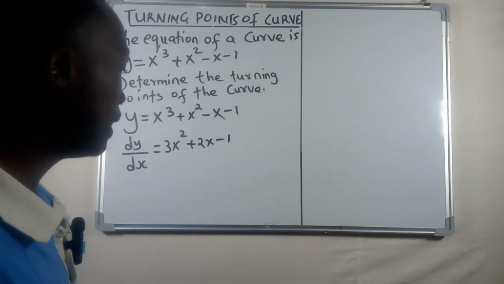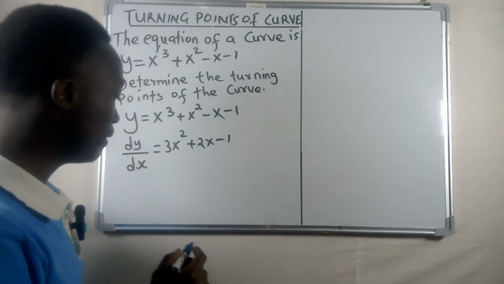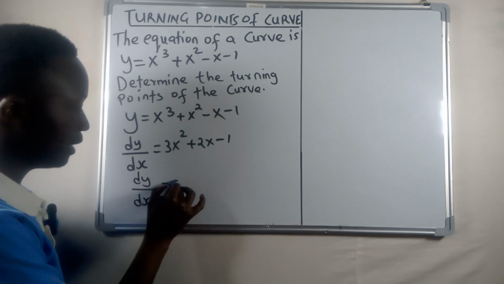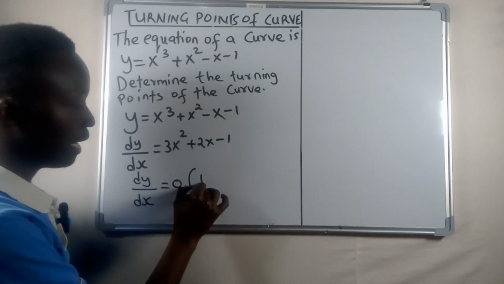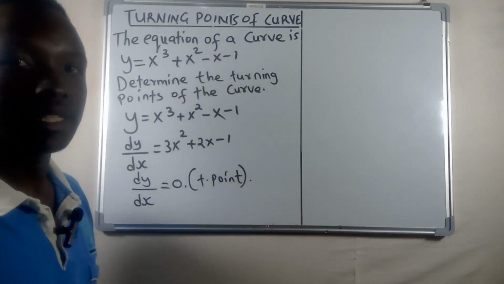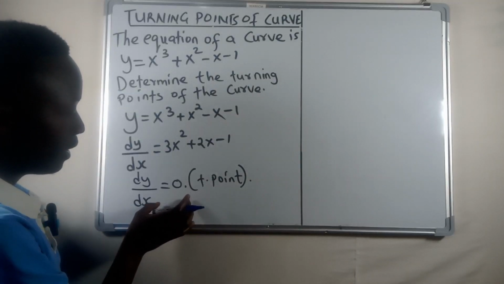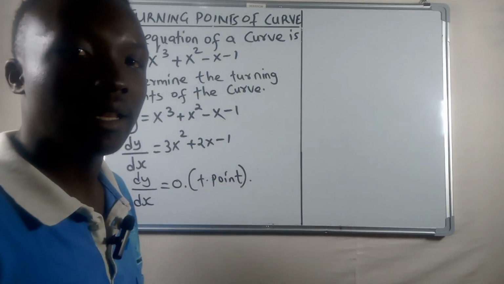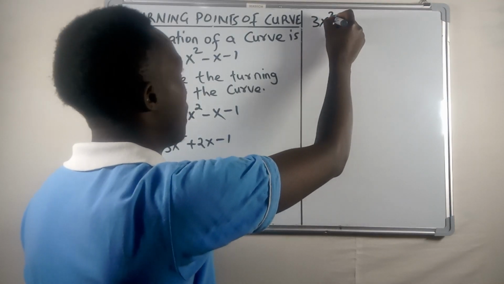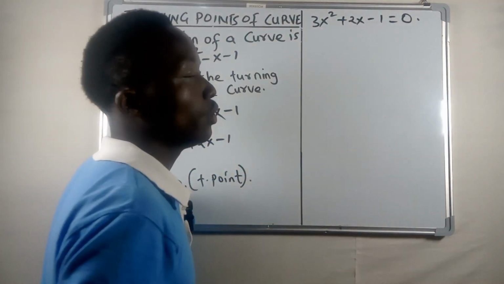Then for us to determine the turning point of a curve, what we need to understand is that the change in y over the change in x at a turning point is equal to 0. That is at a turning point, the change in y over the change in x is equivalent to 0. So we are going to equate our dy over dx with 0 so that we can determine the values of x, and we have 3x squared plus 2x minus 1 equals 0.